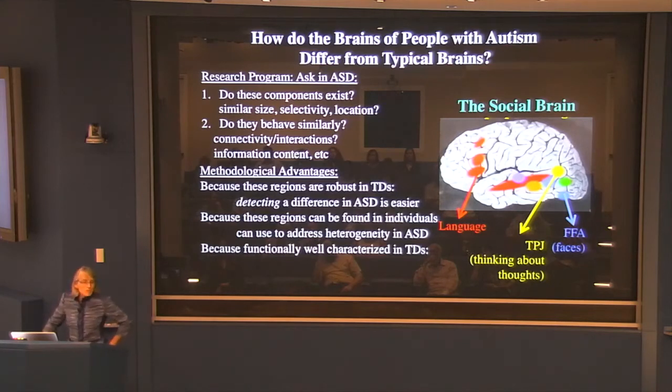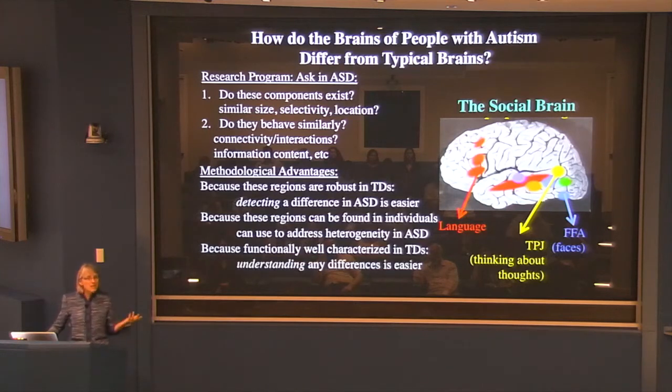Third, because these things are pretty well functionally characterized in typical subjects, that means we have a leg up in understanding what differences in these regions might mean, right? If we find that one of these little colored bits in here is absent or smaller or different in people with autism, because we know a bunch about that region in typical subjects, we can make more of that result.